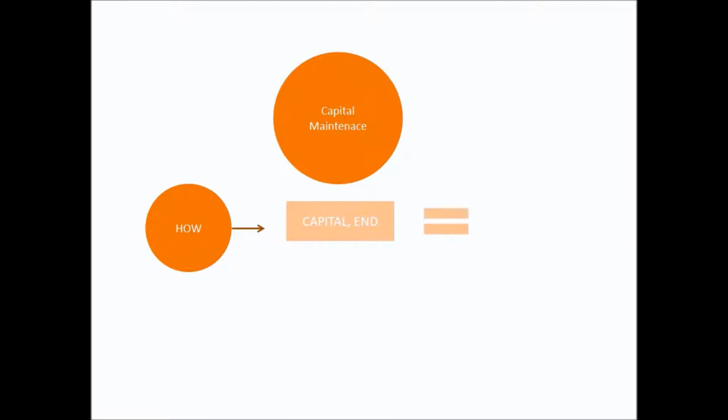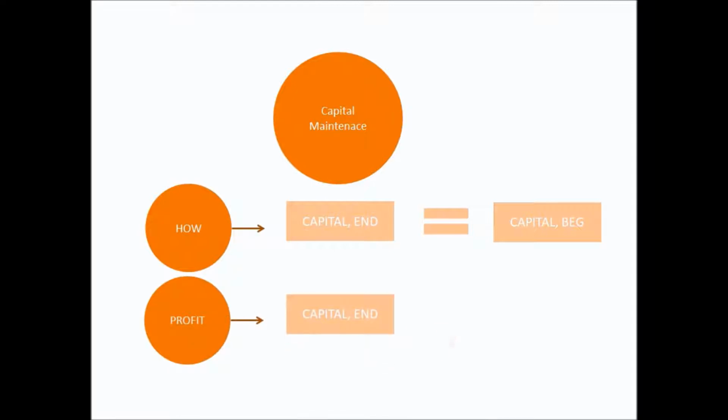Let's take a look at how capital maintenance works. We have to compare the capital at the end and the capital at the beginning of the period. If they are equal, then we are successful in maintaining the capital of the business. It is said that profit is recognized only when there is an excess in capital at the end over the capital at the beginning. So therefore, profit is recognized when there is an increase in net assets during the period.